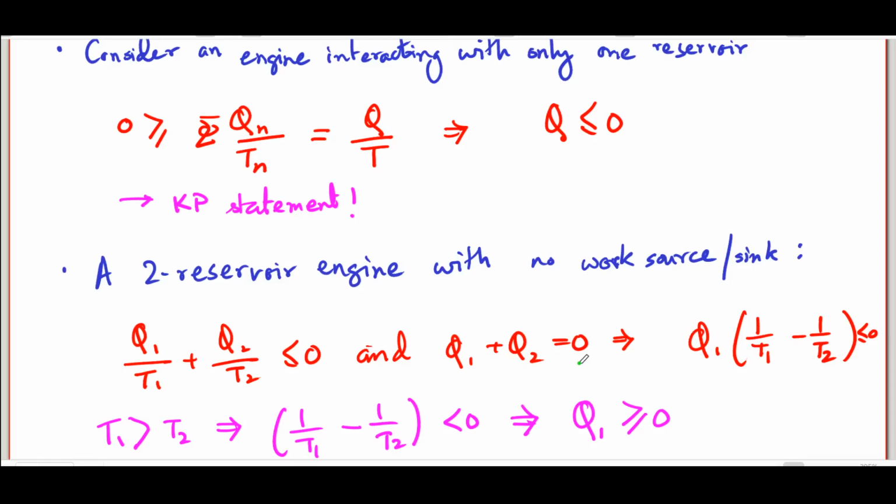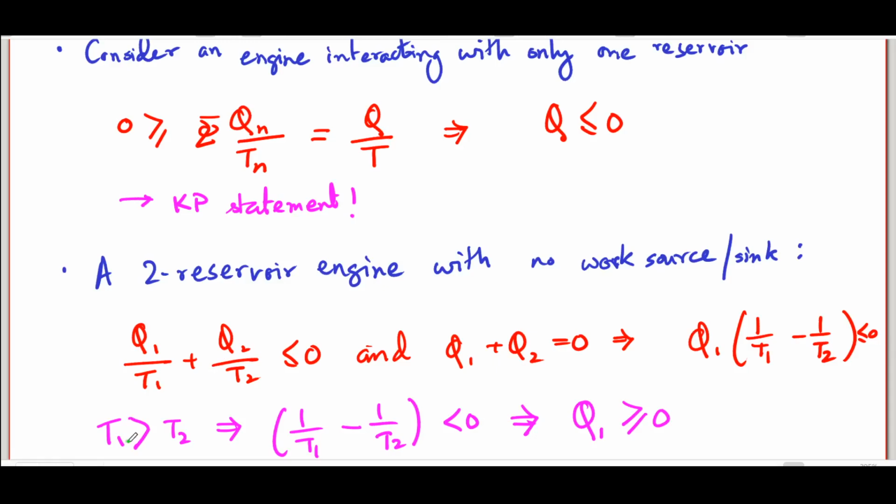This is the net heat taken in by the engine, and since delta U is 0 and W is 0, this total Q has to be 0. Since Q2 therefore is minus Q1, the inequality simply becomes Q1 into 1 by T1 minus 1 by T2 is less than or equal to 0. This is the inequality any such two-reservoir engine without a work source or sink would have to obey.